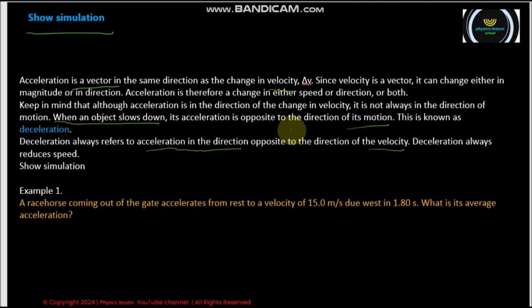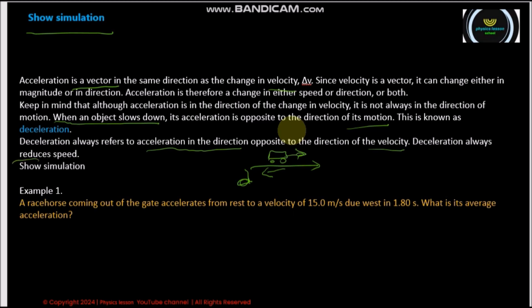That means if the car moves forward, and then it stops, the deceleration is always towards the opposite direction of its velocity. Deceleration always reduces the speed.